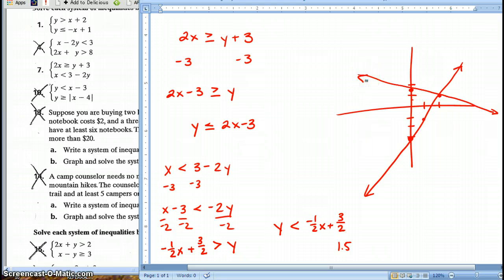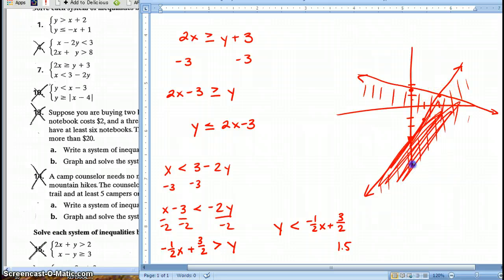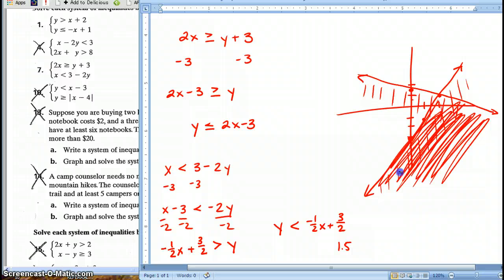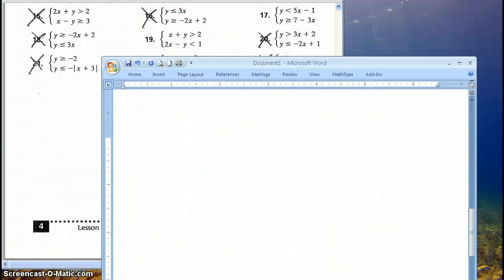And then the last thing you have to do is look at shading. In the case of the first one, it said it has to be less than. So this would be considered less than my first line. This one also is less than, so this is considered less than my second line. And we see that the place where they overlap, where they're less than, is right here. So my solution would look like this region shaded in. So that's how you do problem number 7 on 3-3.